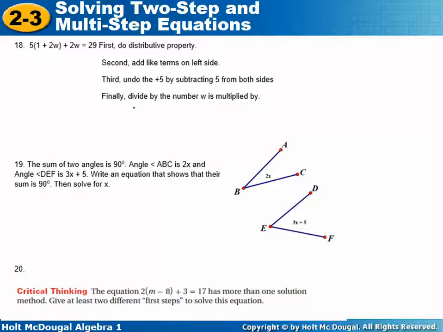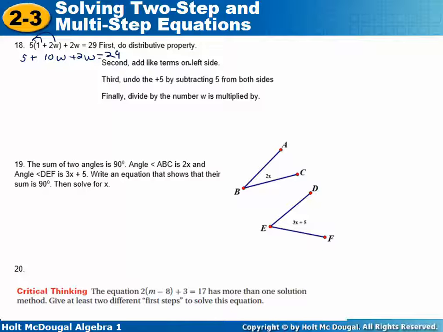Number 18, this is a pretty long problem, but what I did is I wrote the steps out for you. So first you're going to do the distributive property. So 5 times 1 and then 5 times 2w. That's going to equal 5 times 2w is 10w plus 2w equals 29.